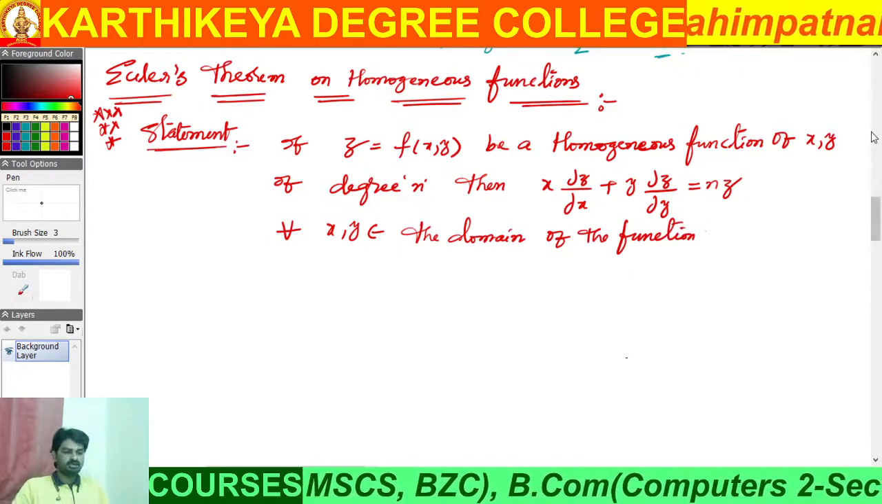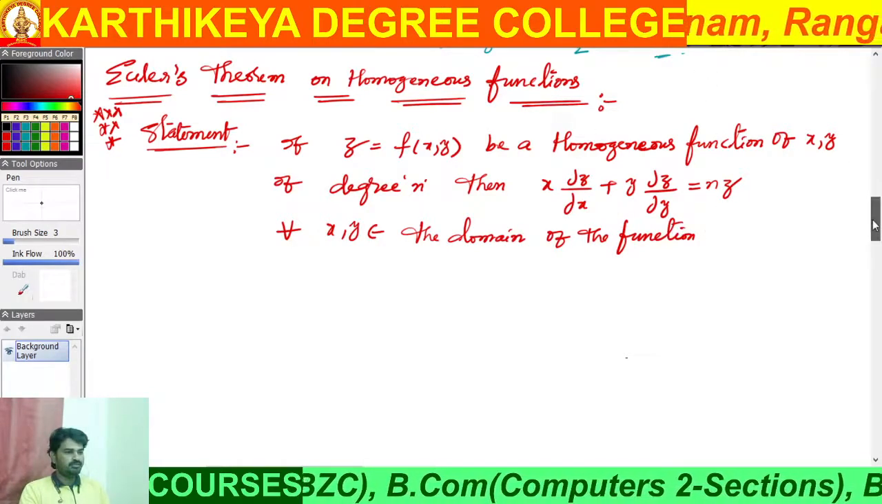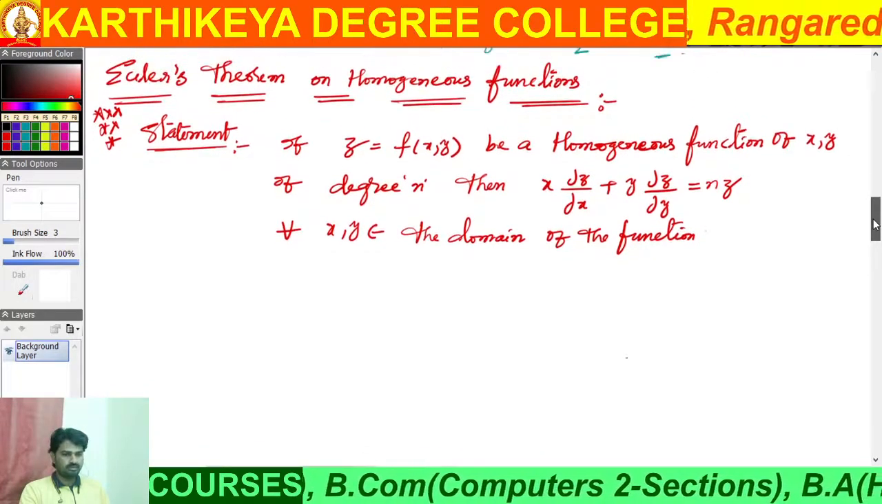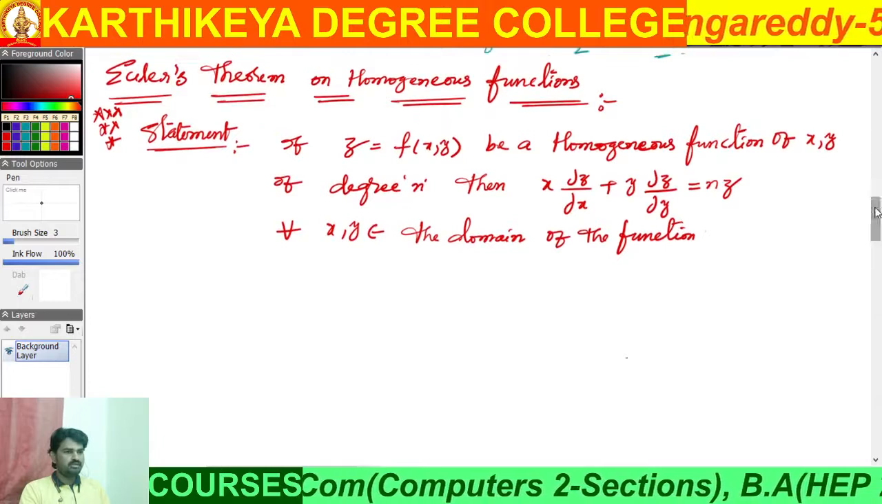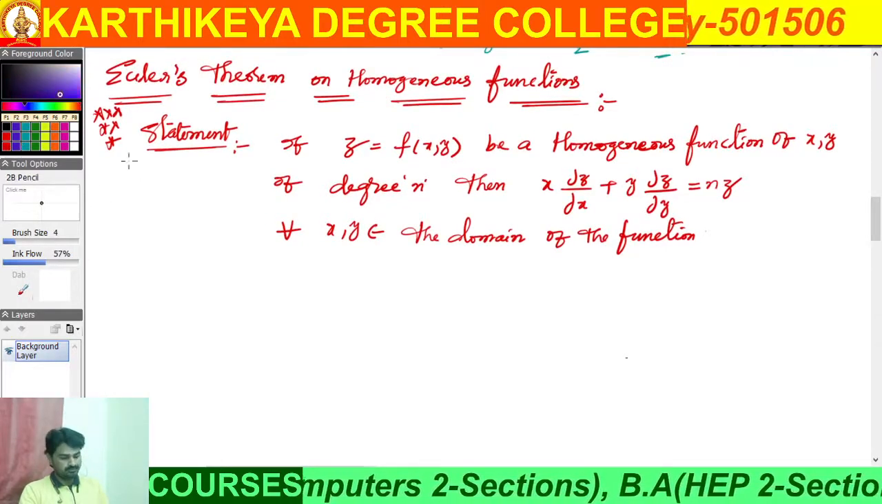This is the statement of Euler's theorem. This is the most important theorem for the public examination of Osmania University. Now we are going to write the proof of this theorem. Okay, now the proof.